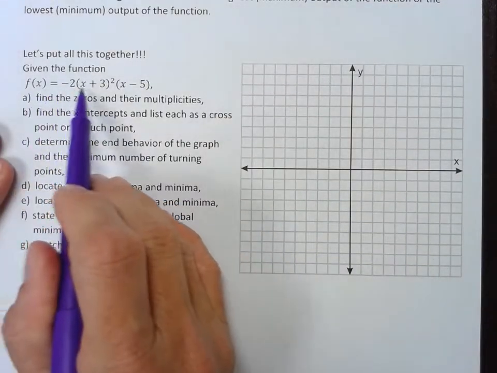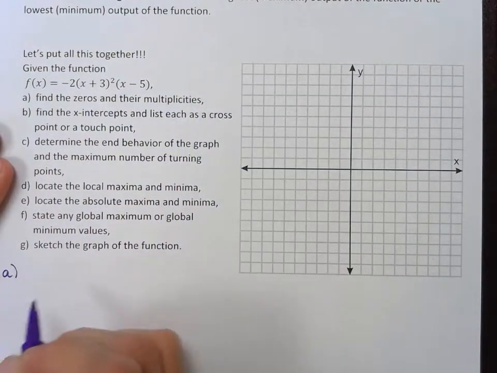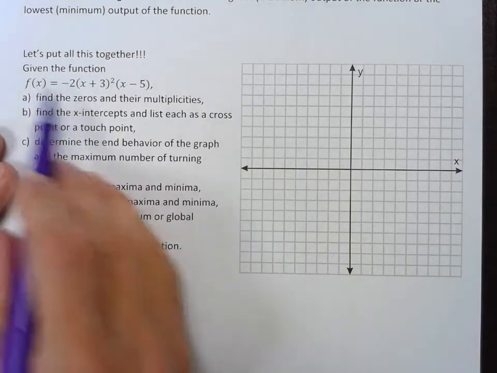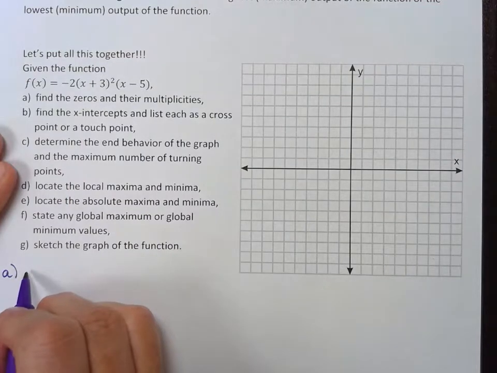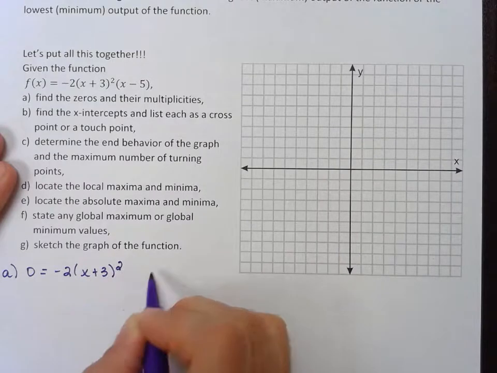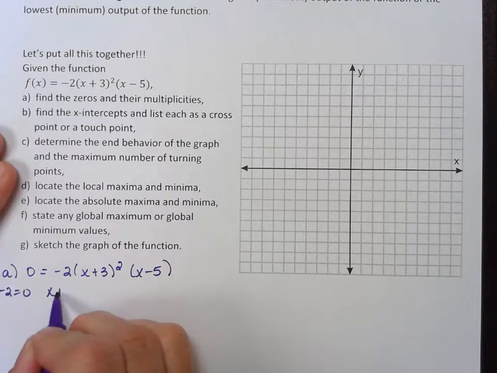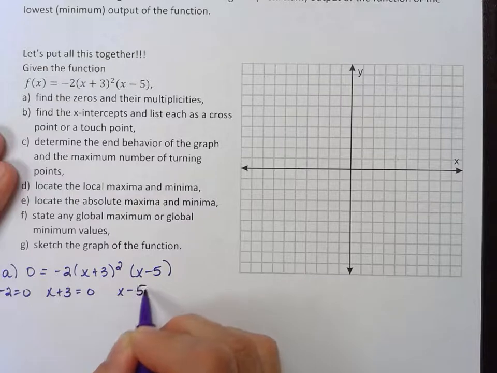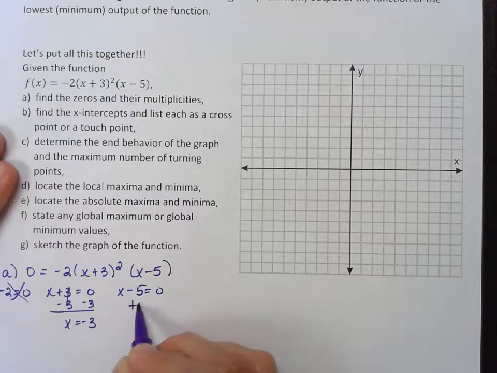We have this function. We want to find all the zeros and their multiplicities. Remember, the zeros are when you find your x-intercepts. It's in this part right here. So that's where you let y equal 0. So x minus 2 equals 0, x plus 3 equals 0, x minus 5 equals 0. That one doesn't make any sense. Subtract 3, x equals -3, add 5, so x equals 5.